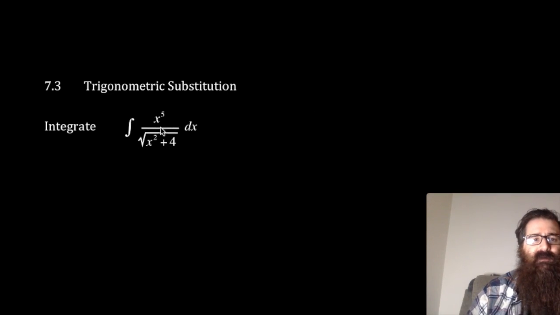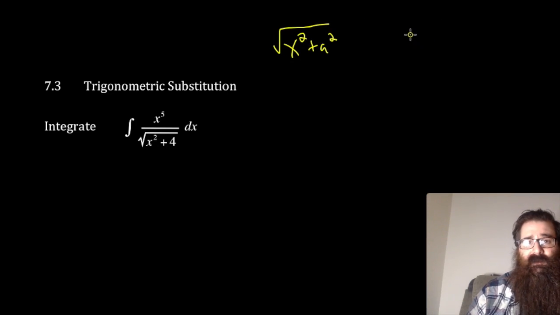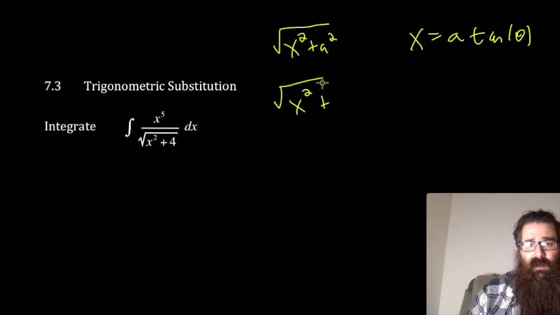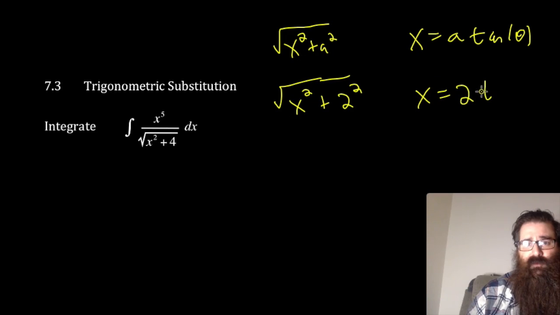Here we have the antiderivative of x to the 5th divided by the square root of x squared plus 4 with respect to x. Now, you should already be comfortable with these common forms. We're looking at the square root to make our judgment here. And since we have something of the form square root of x squared plus a squared, then we want to do the substitution, let x be equal to a tangent theta. In this case, we have x squared plus 4, and 4 can be written as 2 squared. So the substitution that we want is letting x be equal to 2 tangent theta.